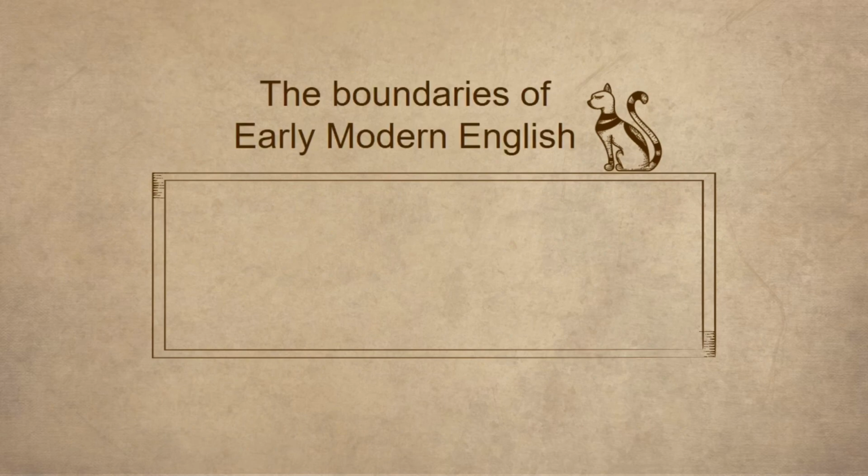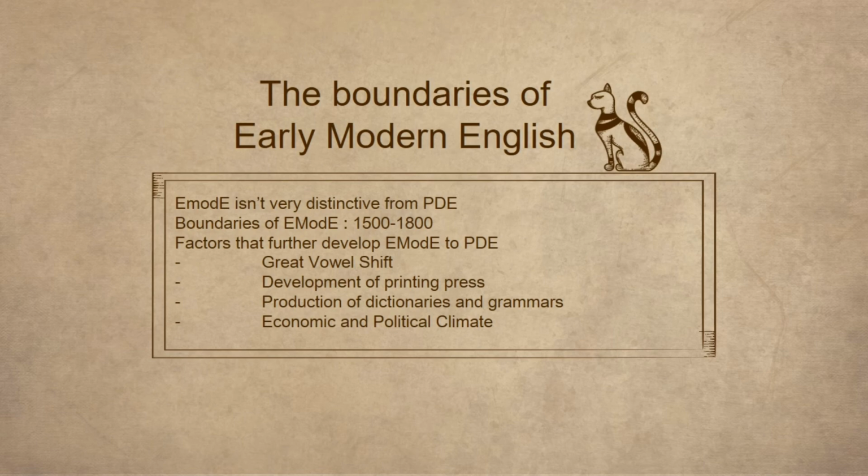I'm going to be explaining subchapter A5.4, the boundaries of early modern English. It is so much easier to determine when the early modern English period began and ended than to see the boundaries between that period and the next period, which is present-day English. It began in the year 1500 and ended in the year 1800.